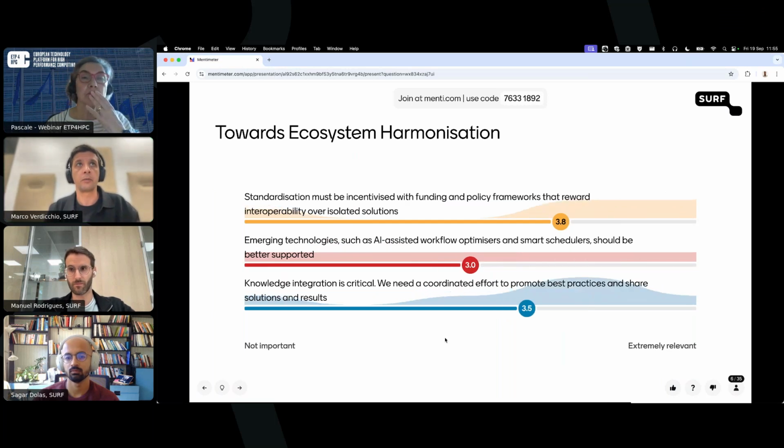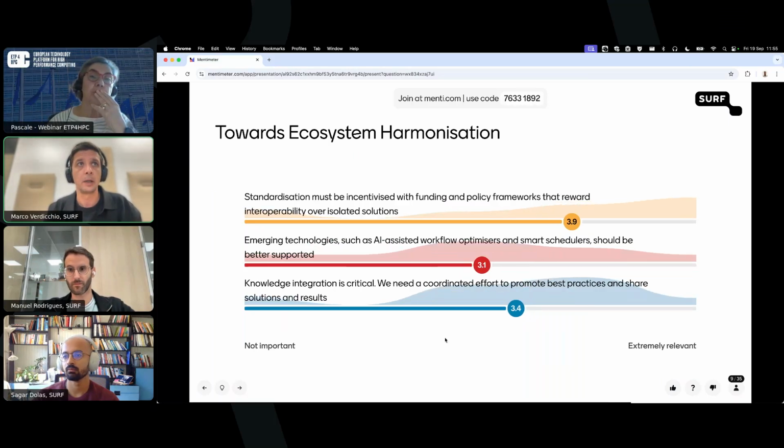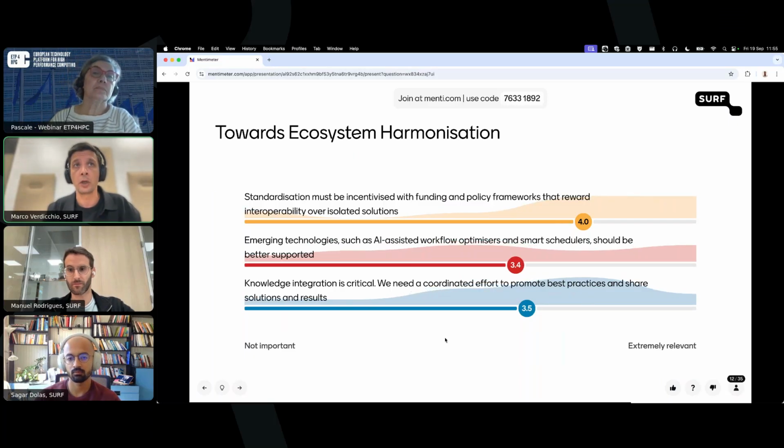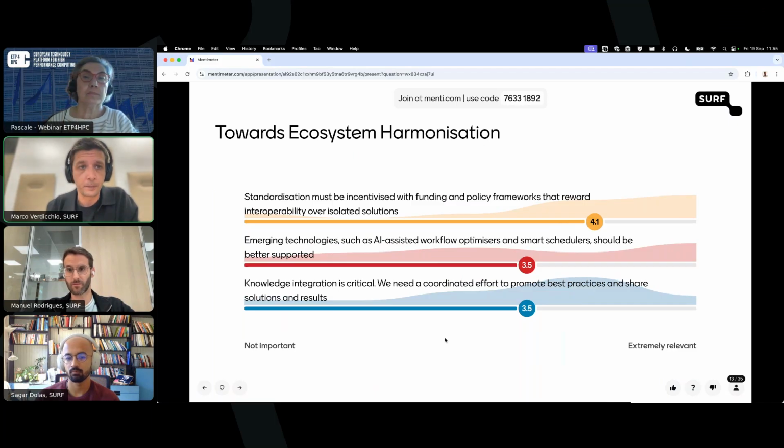So here for the harmonization, we have incentivized standardization, and better support for emerging technology like AI-assisted workflows or tools or smart schedulers. And the last one is more on the knowledge integration, so more coordinated effort to promote best practices and share solutions and results.